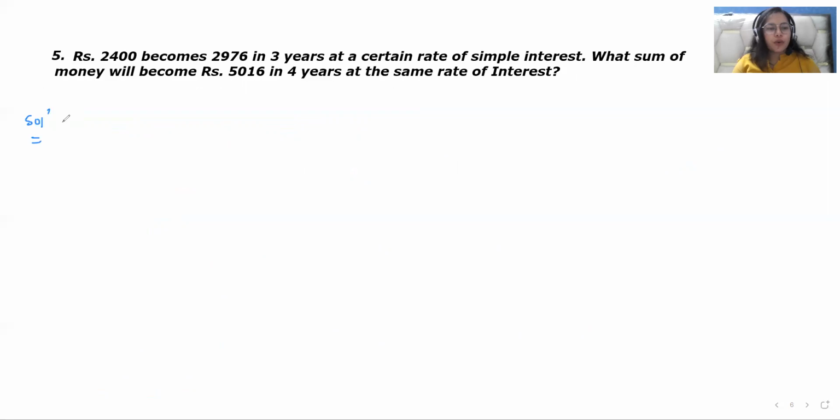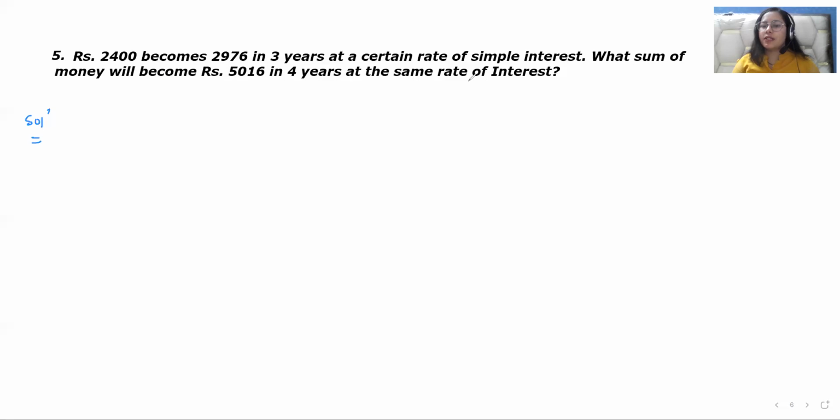Rupees 2,400 becomes 2,976 in 3 years at a certain rate of simple interest. So we don't know the value of rate. So for this, we have to find the value of rate. What sum of money will become 5,016 in 4 years at the same rate of interest? That means we have to find the sum of money, the principal, for this.